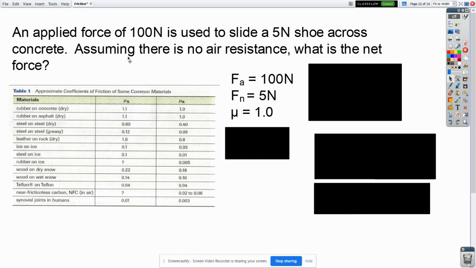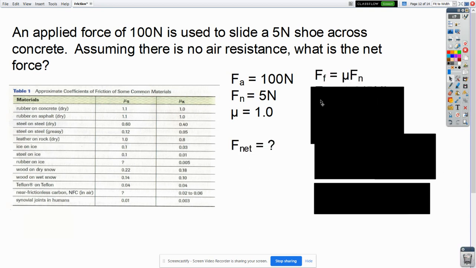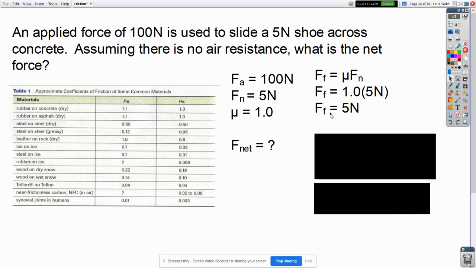Coefficient of friction is going to be 1.0 because we're talking about a shoe across concrete. And it really doesn't matter if the other one here is dry. You have asphalt for the other one. It's going to be kinetic because it's being used to slide it, implying motion again. That's where the coefficient of friction comes from. We want to find net force. We're going to start with friction because that's what we've been given here to calculate the normal force and the coefficient of friction. 1 times 5 is 5 newtons of frictional force.